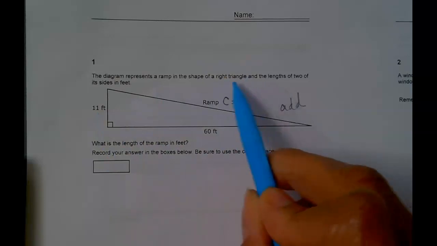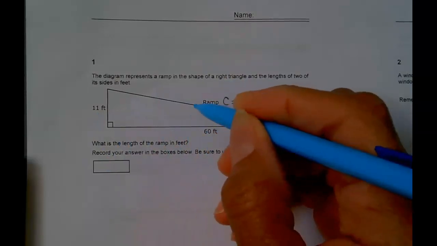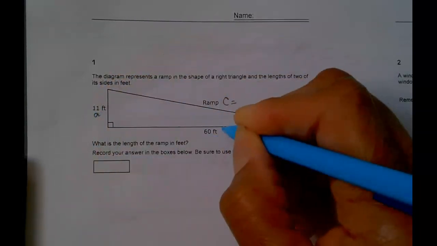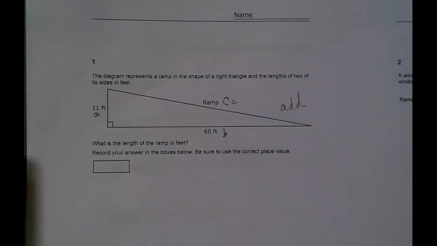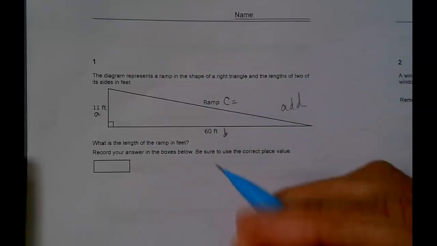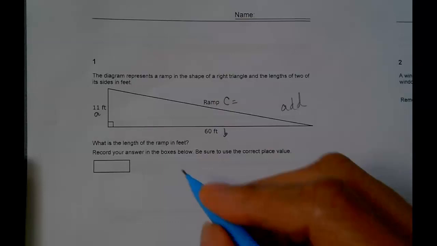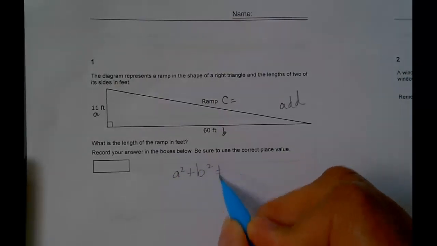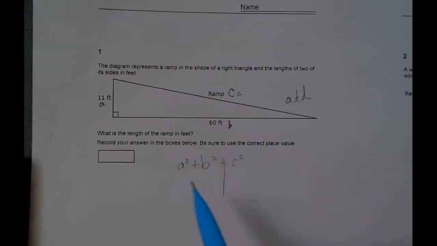And that's a right triangle. Remember, your longest side is always right across from your right angle. So then either one of these can be A or B. Remember, they're always interchangeable. So then we're going to set this formula up. A squared plus B squared is equal to C squared.